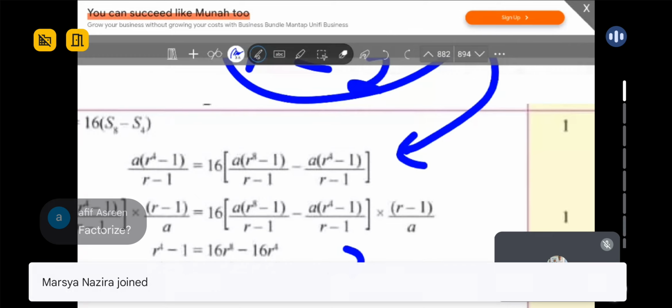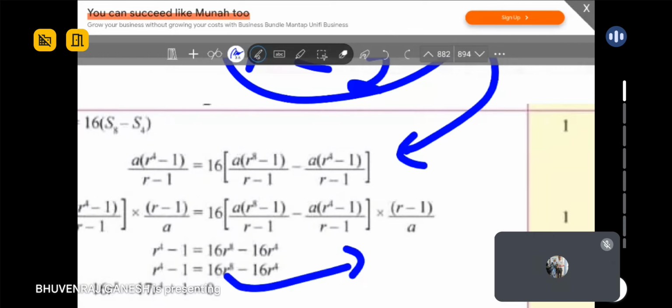Anyone? Okay, yes. So what do you factorize? Kamu faktorkan apa? What is the term you factorize? Ungkapan apa kamu faktorkan? You must always see the common term guys. Kamu kena nampak ungkapan yang sepunya kat persamaan ni. So what is the common term? Anyone? Senang saja. No, not cube root.